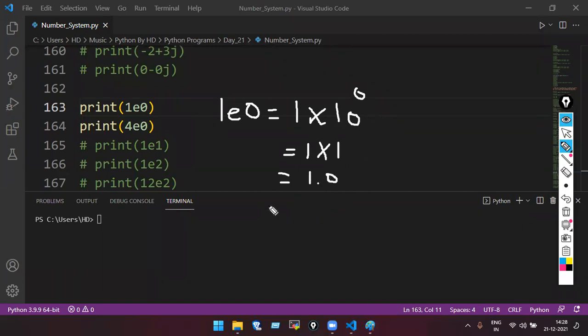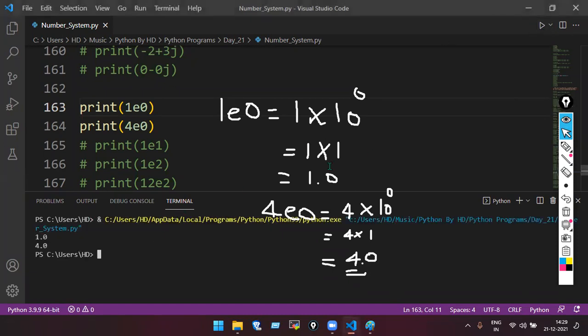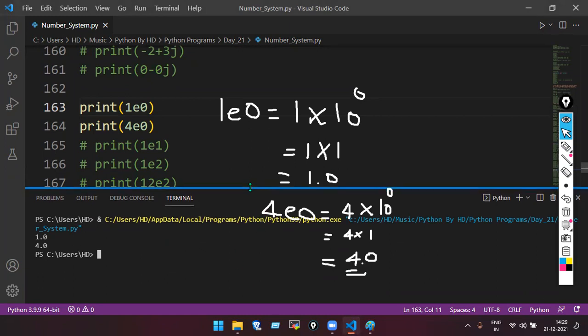Okay. 1.0. Similarly, 4e0. What is the meaning of this one? 4 into 10 to the power of 0. How much? 4 into 1. How much? 4. So 4.0. Let me run and show the code there. Yes, 1.0, 4.0. Make a note of this one quickly. Clearly make a note.